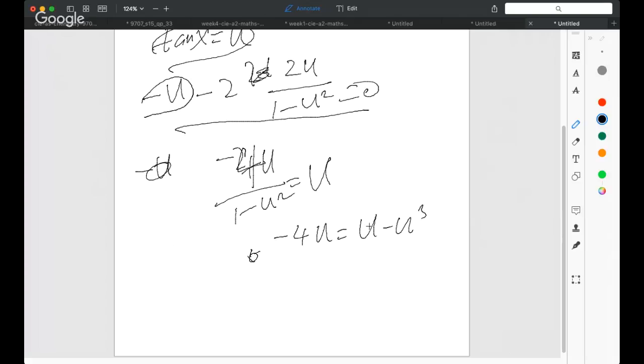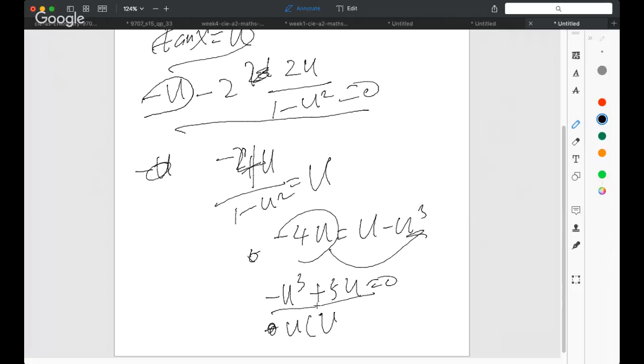So this is still cubic, but it's solvable because you can take a u out. And then you put this on the other side. So you get minus u cubed plus 5u equals 0. And then you can take a u out. Well, you can take a minus u and it becomes even easier. Or you can just times minus 1 both sides. Minus u times u squared minus 5. And then you can solve that one. And then you solve for u.